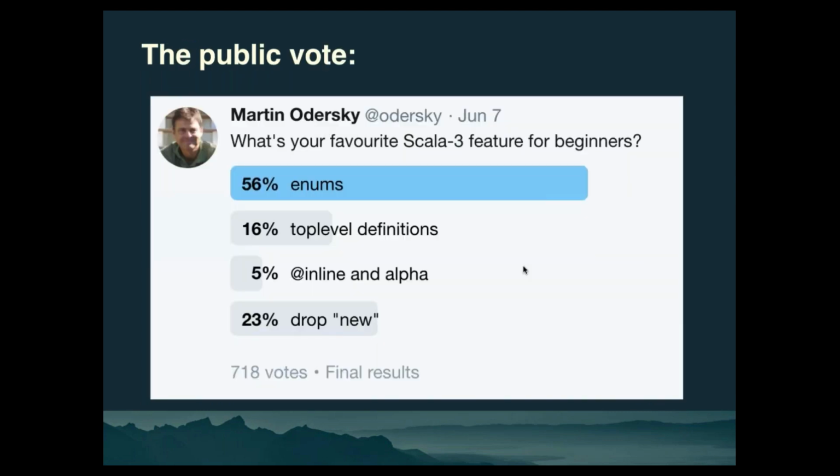So I asked the public before my Scala Days talk in June the question, what's your favorite Scala 3 feature for beginners? And they actually agree with me. 56% said enums, 16% said top-level definitions, 23% said drop new, 5% said inline and alpha, but that was actually quite high because I meant infix and alpha, which are essentially the restrictions to infix methods. So the entry was so confusing that I was surprised to even get 5% of people voting for it.